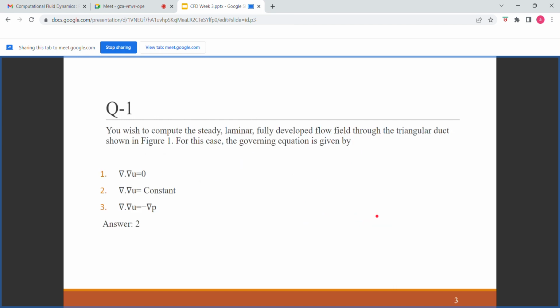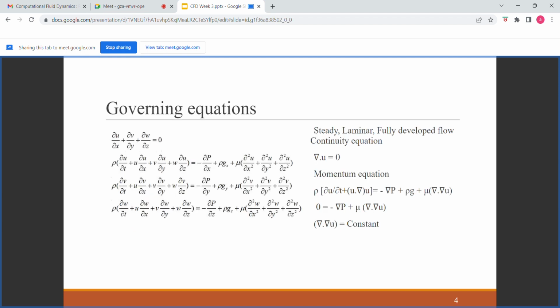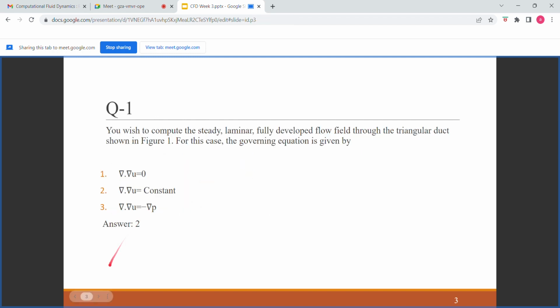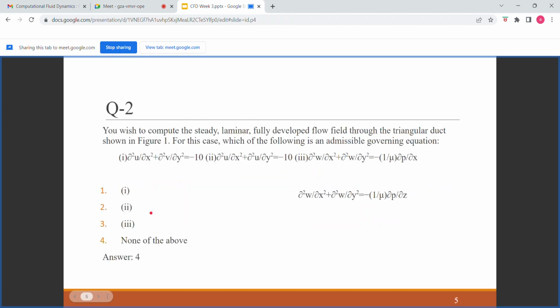So in this option it is given that del dot del u is equal to 0. This is false. Del dot del u is equal to constant. This answer is the right one. Del dot del u is equal to minus del p. This is also false, because here mu will come in this term if it is equal. So moving on to the next question.